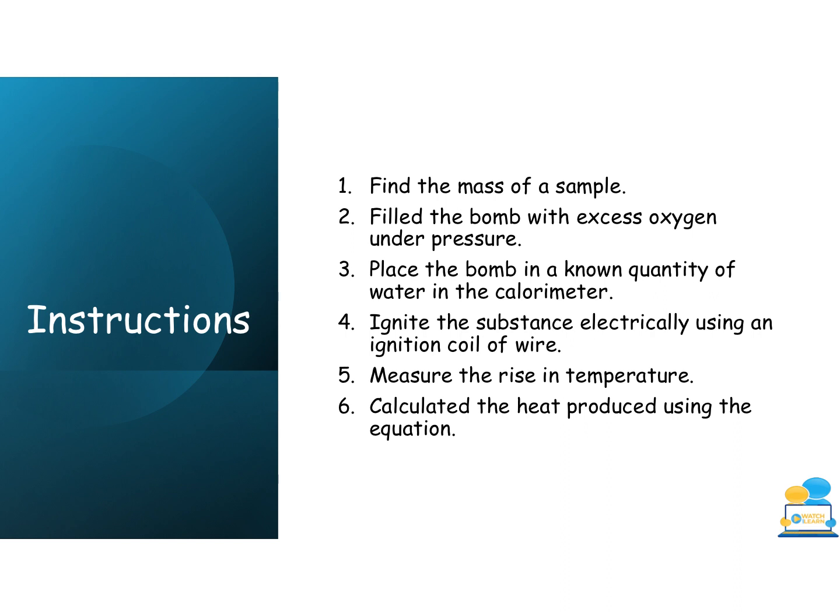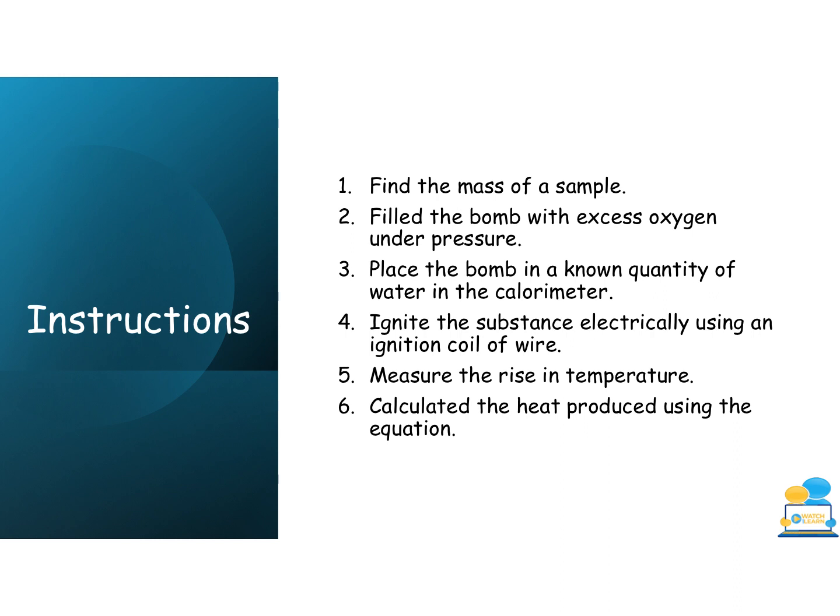Any time you use a bomb calorimeter, you follow the same steps, which can be summarized shortly. A known mass of a substance whose heat of combustion is being measured is placed into the crucible inside the bomb. Then the bomb is filled with oxygen under pressure, so the oxygen is in excess to make sure the substance will be completely burned. Then the bomb is placed in a known quantity of water contained in the calorimeter, and the substance is ignited electrically using the ignition coil of wire.